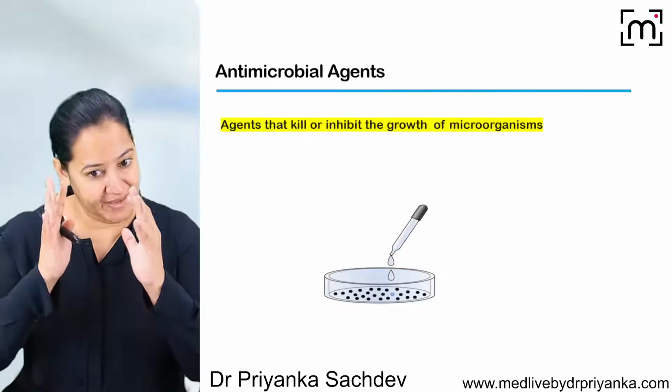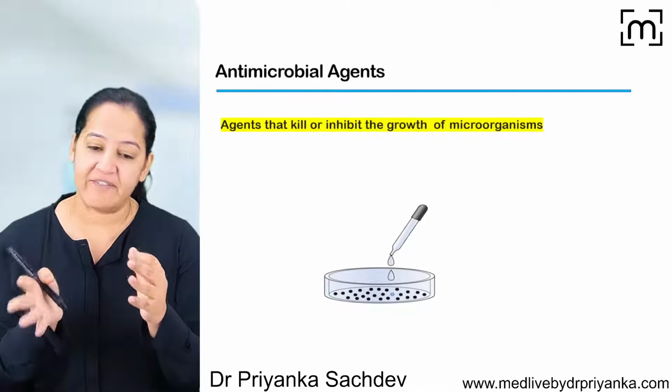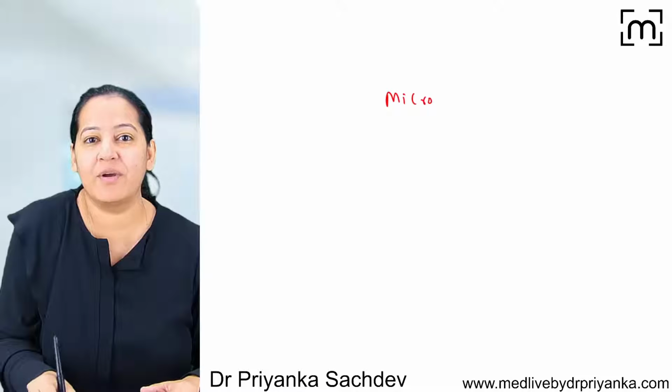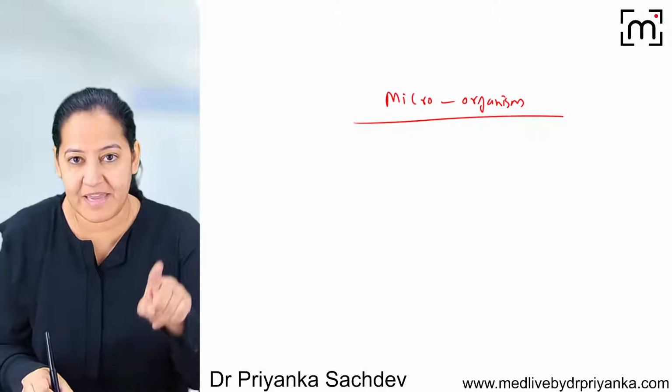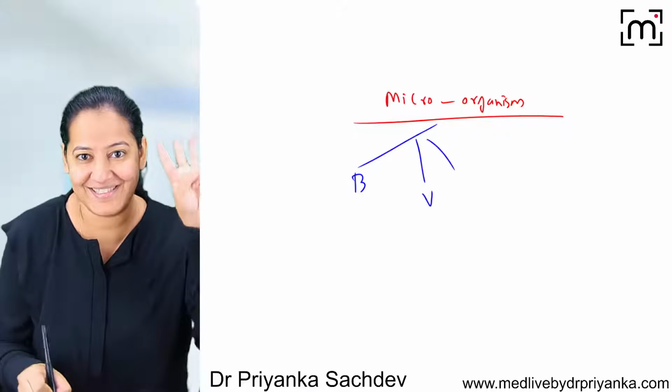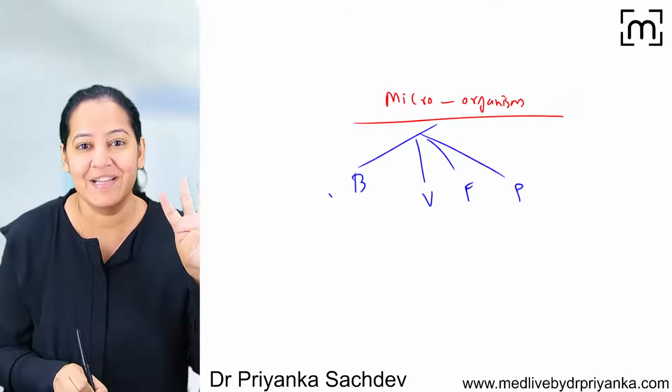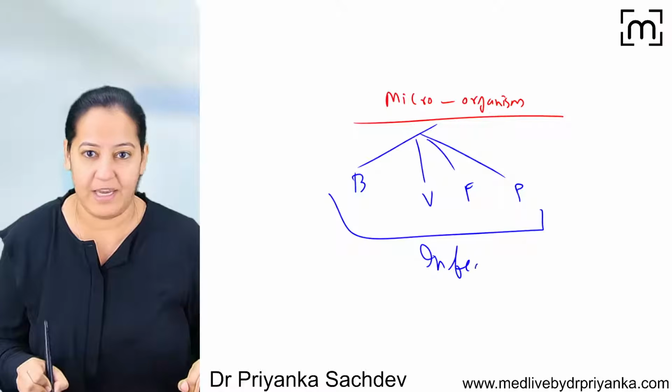Listen, I have a patient in my clinic. The patient has a certain infection. The infection is caused by microorganisms. There are 4 types of microorganisms in this world. The microorganism can be a bacteria, a virus, a fungus, or a parasite. They all cause infections in humans.